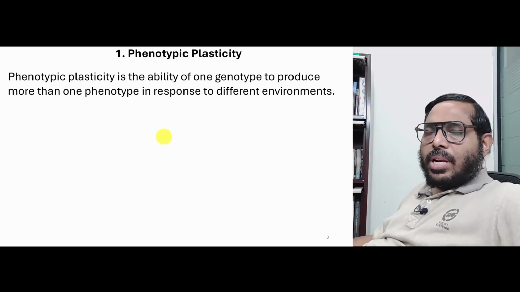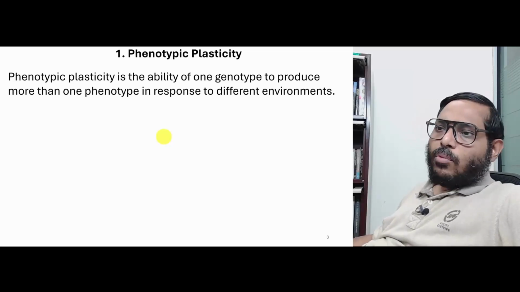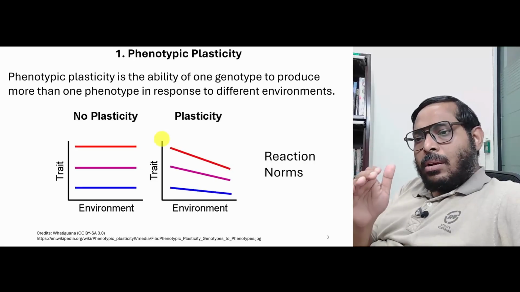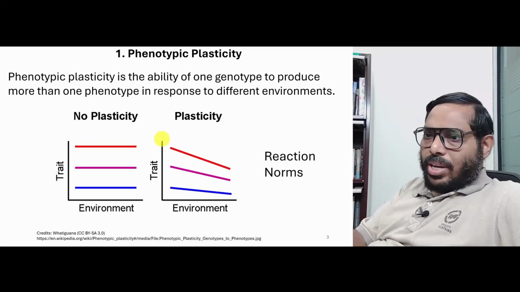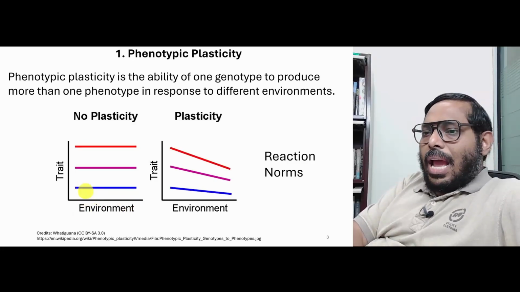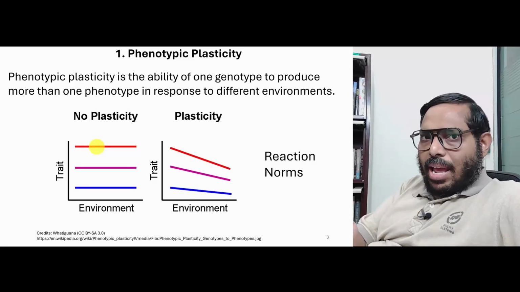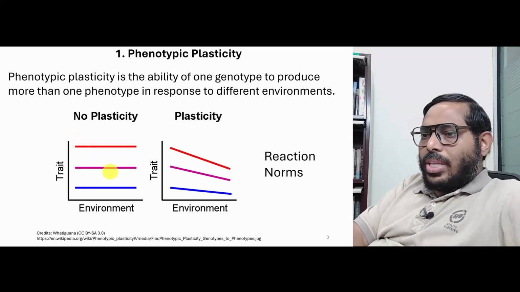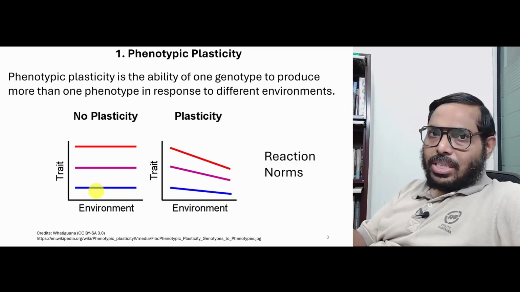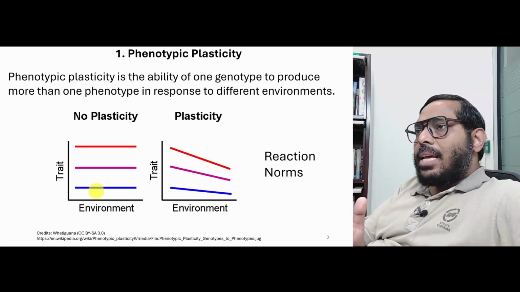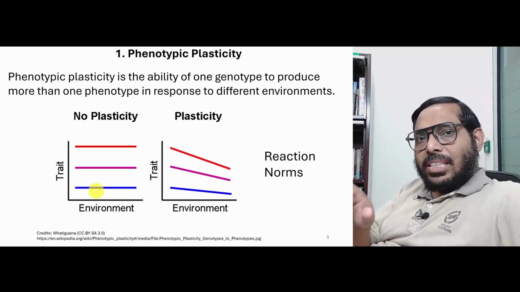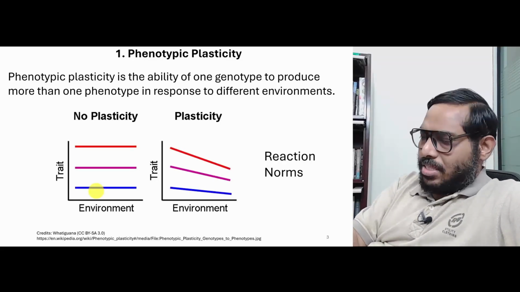Phenotypic plasticity is the ability of one genotype to produce more than one phenotype in response to different environments, and we typically show plasticity using these kinds of figures called reaction norms, where you have different environments on the x axis and each line represents the trait value for a particular genotype. So, when the lines are parallel to each other, that means that when you change the environment, the phenotypic expression is not changing. So, there is no plasticity, whereas when the lines have some kind of a slope, that means that the phenotypic expression is changing across environments, which means that there is plasticity.